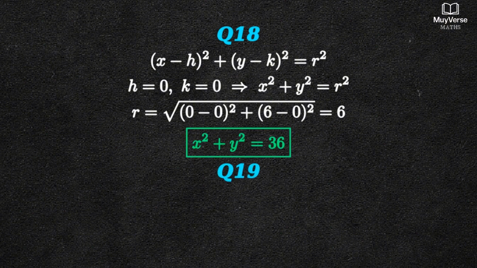Question 19. B equals 7/4 of A, and C is A increased by 150%. We want C as a fraction of B.